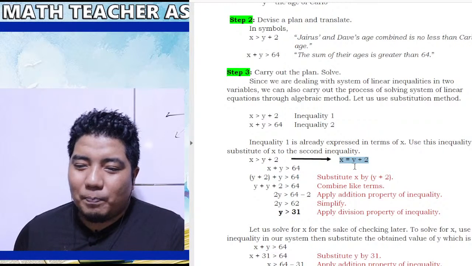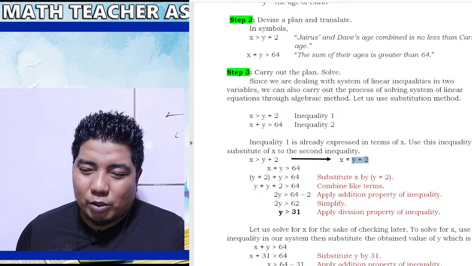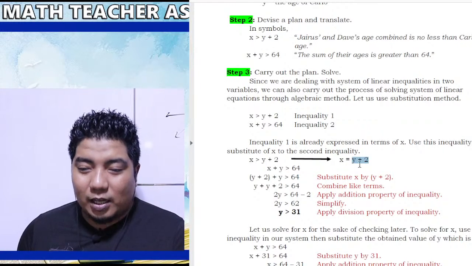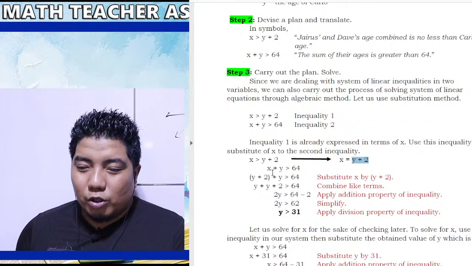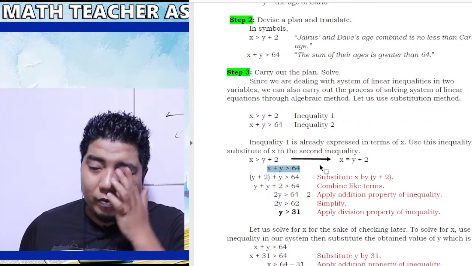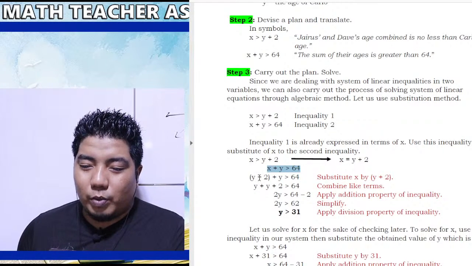So now, we changed it to an equation, and we substitute the value of x, which is y plus 2, into our second equation. Okay? So, our second inequality is x plus y is greater than 64. So, we replace x from the first inequality, and that is y plus 2. So, we have y plus 2 plus y.